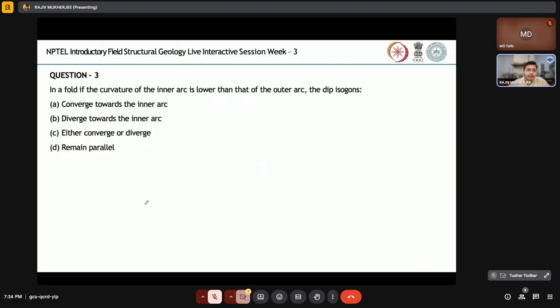Now let us head on towards question number 3, which says that in a fold, if the curvature of the inner arc is lower than the curvature of the outer arc, the dip isogons, option A, converge towards the inner arc, option B, diverge towards the inner arc, option C, either converge or diverge, and option D, remain parallel.